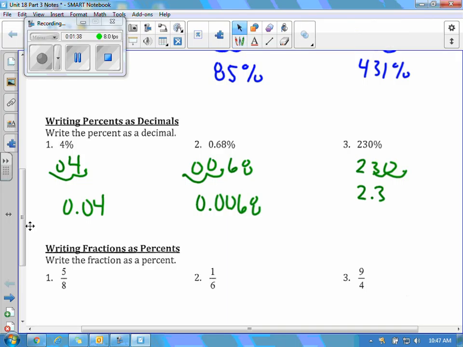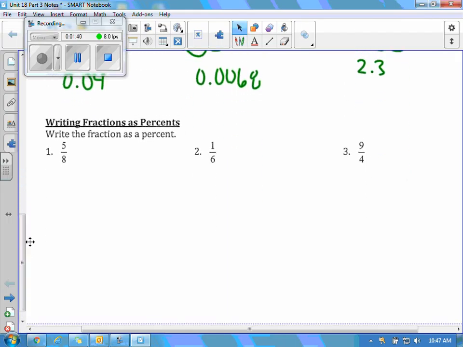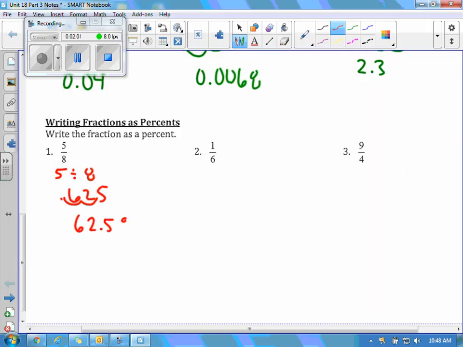The next one up is writing fractions as percents. For this, you can go ahead and use your calculator. When we have a fraction, we're really doing division. So for number 1, I would do 5 divided by 8 in my calculator. When I do that, I get 0.625. Now I need to turn that into a percent, so I'm going to go 2 places to the right. So I'll have 62.5, and then add a percent sign.